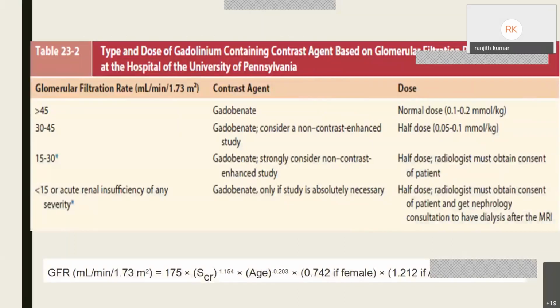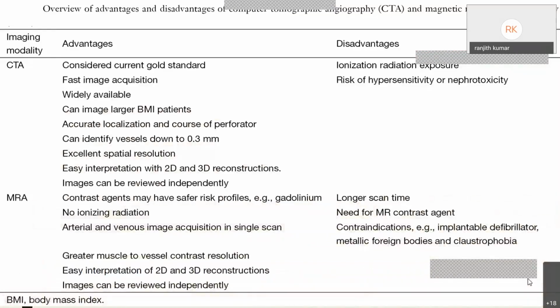tissue. So, in patients who are renally impaired, if the GFR is more than 45, a normal dose of gadolinium can be used, that is 0.1 to 0.2 millimoles per kg. As renal insufficiency sets in, with a GFR of less than 15, only half of the dose has to be given. So, an overview of advantages and disadvantages.